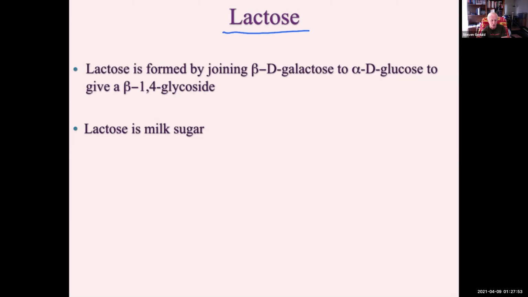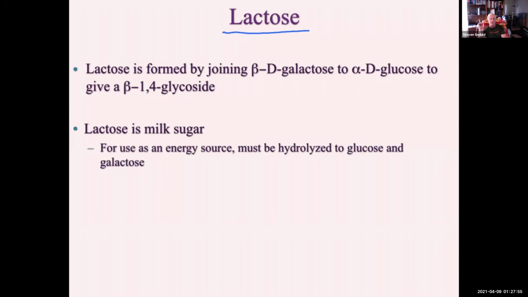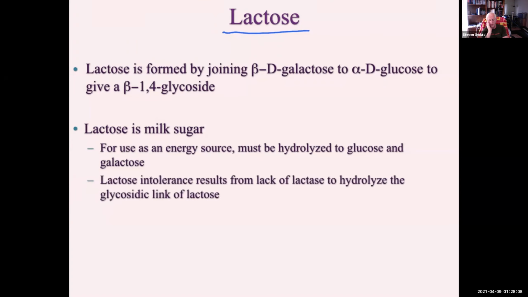So lactose is your milk sugar. It's an energy source. It must be hydrolyzed to glucose and galactose for us to use it. We've got to break that bond. We have to break that 1,4 glycosidic bond to be able to use it as energy. Lactose intolerance results from lack of an enzyme to hydrolyze the glycosidic linkage of lactose. So if you can't break this 1,4 bond, then lactose builds up in your system. You can't break it down to use it as energy, and it builds up. And that's what causes all the symptoms of lactose intolerance.